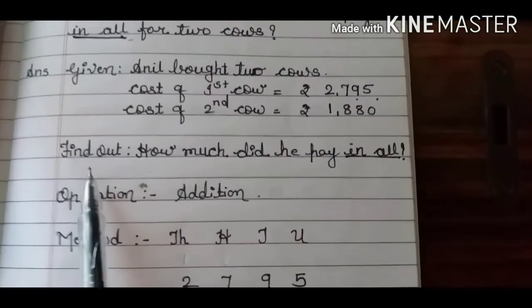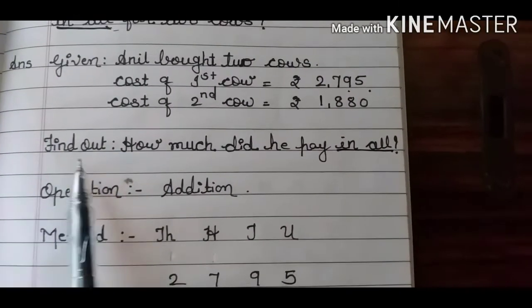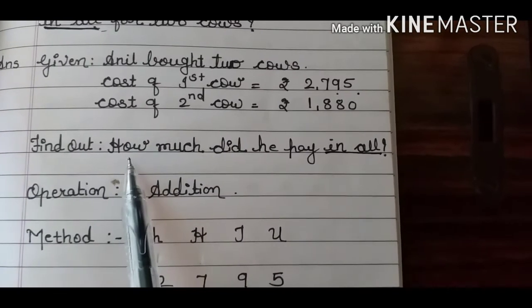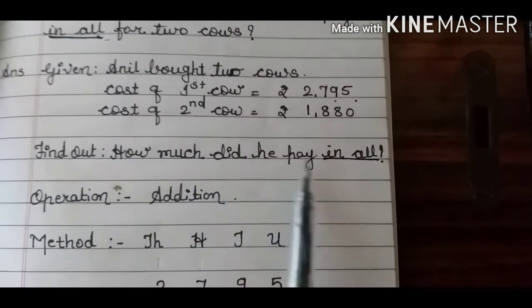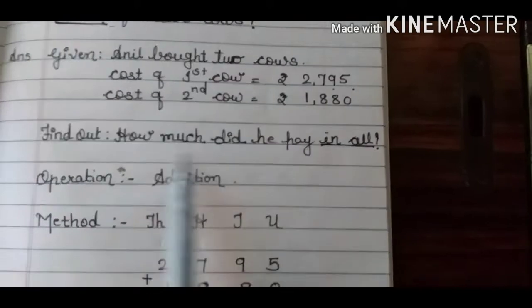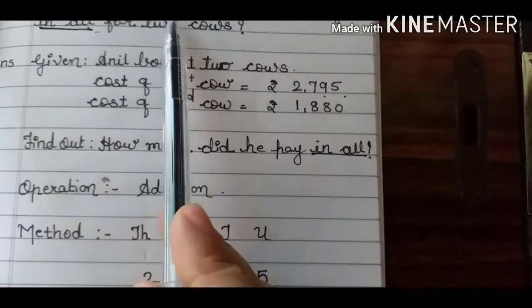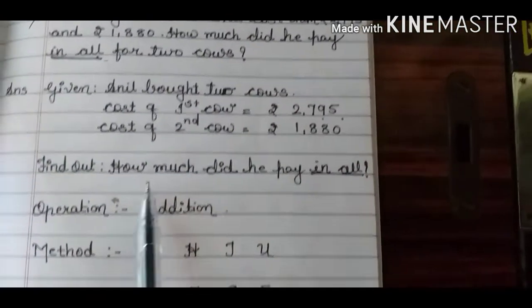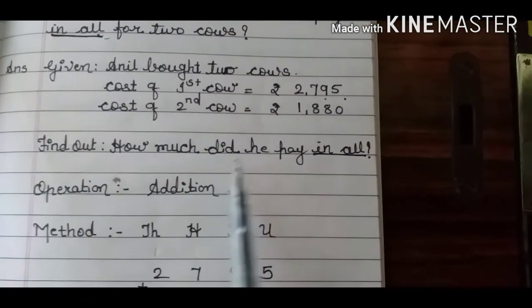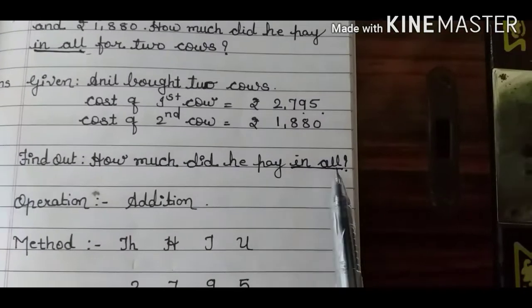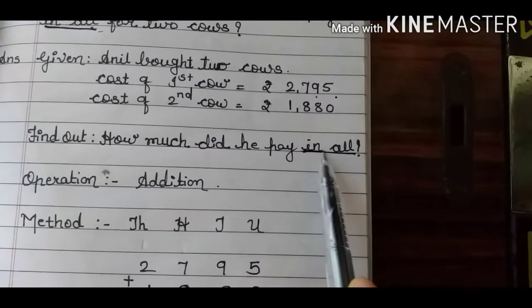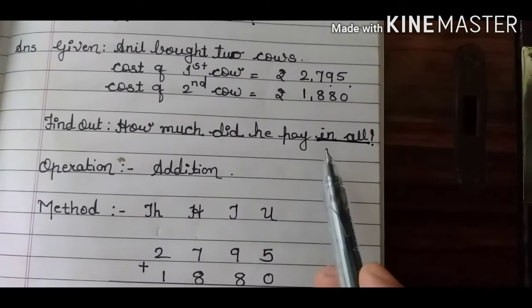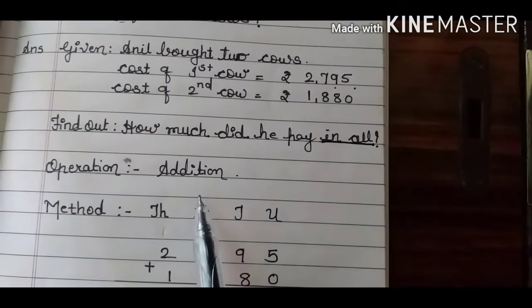Now the second step is find out. In this find out also you have to write down the question: how much did he pay in all? So you have to write this down from the question. In the question you see here, how much did he pay in all for 2 cows? In this also the words "in all" are there, so you have to underline them. From this word you have to remember that you have to do addition for the operation.